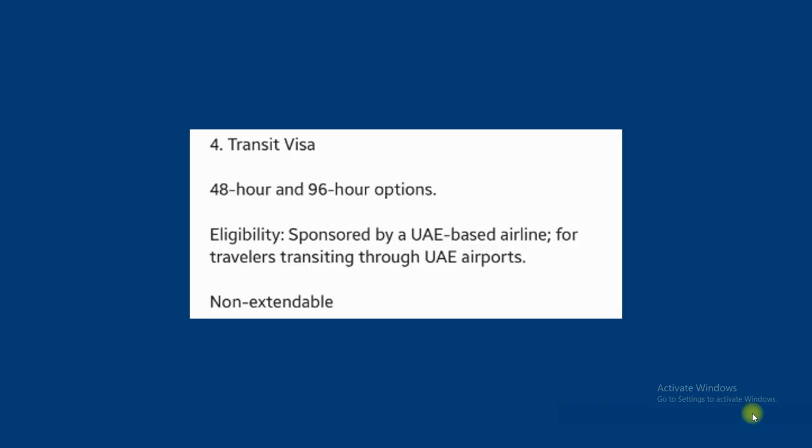Next one is transit visa. In transit visa, these are not based on days, these are based on hours. So basically in transit visa we have two types of options: 48 hour and 96 hour. So what is the eligibility for this transit visa? This must be sponsored by a UAE based airline for travelers transitioning through a UAE airport. And as it is a transit visa, this visa is not extendable. So if you want to stay after 96 hours, you don't have permission to stay in UAE if you are on a transit visa.